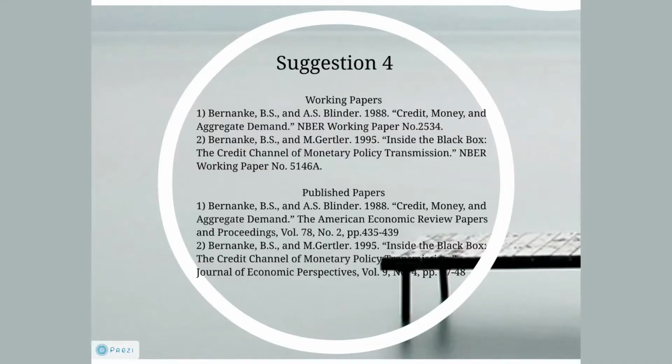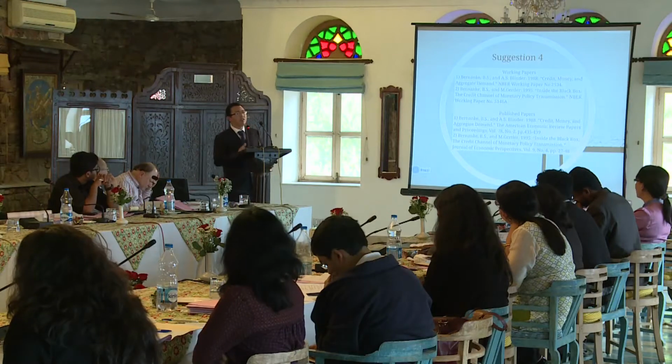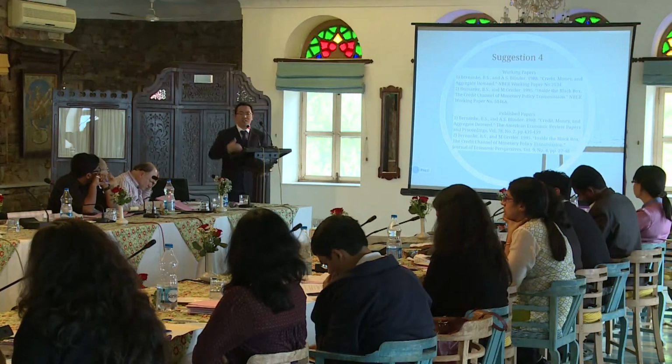And also, suggestion 4. The authors cite two important and popular papers: one is Blanck and Blinder, and the second is Blanck and Genders. But the authors cite these two as working papers, and I find that both of these working papers have been published. So maybe it's better to cite the published papers rather than the working papers, because published papers have been through review and are more formal, I think.